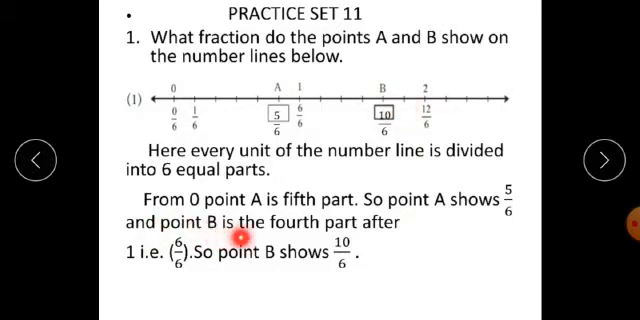That is, point B is the fourth part after 1, that is 6 upon 6. So the point B shows the fraction 10 upon 6.